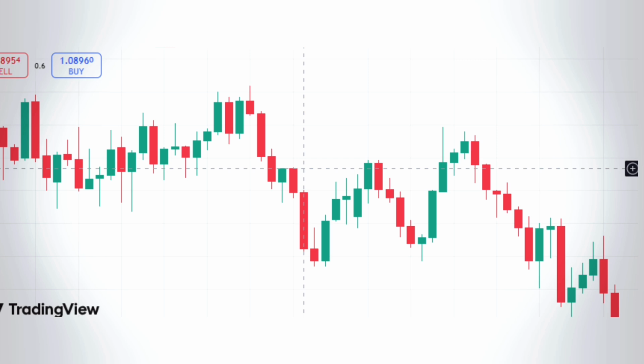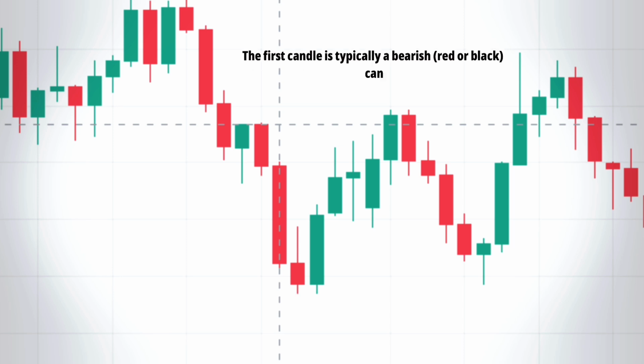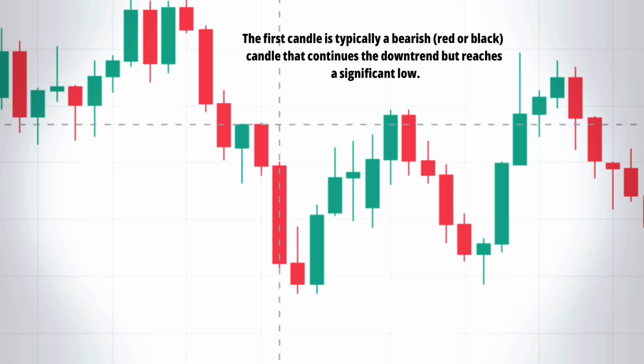First, you should keep in mind that this pattern is made up of 2 candlesticks with matching lows. The first and second candles have nearly identical lows, confirming that price has tested this level multiple times and found support. Then you should keep in mind that the first candlestick is typically bearish, that is red or black, and continues the downtrend but reaches a significant low.